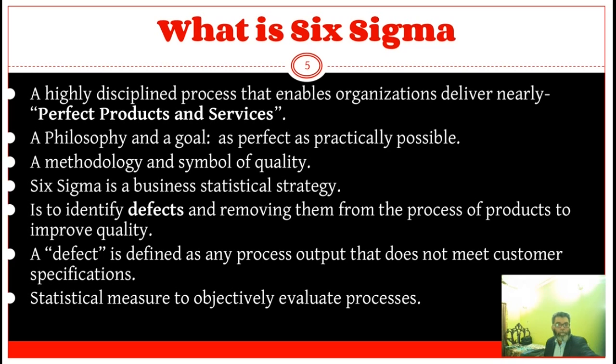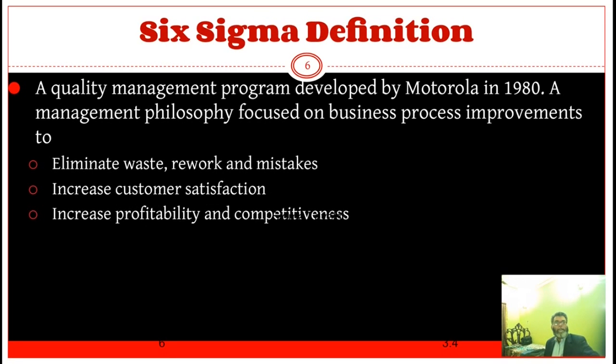Six Sigma definition: a quality management program developed by Motorola, started in 1970 and introduced in 1980. A management philosophy focused on business process improvements to eliminate waste, rework and mistakes, increase customer satisfaction, and increase profitability and competitiveness.